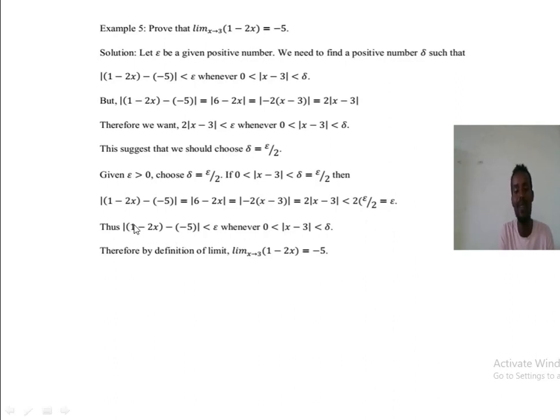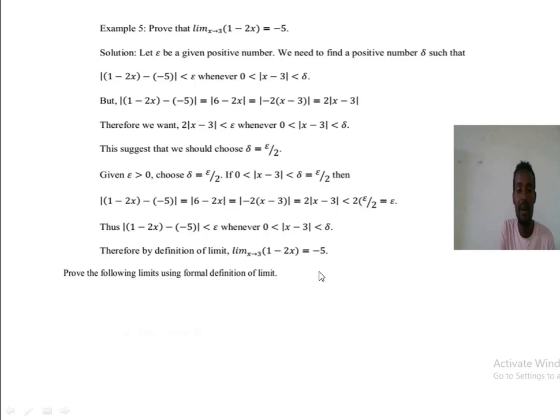So the absolute value of 1 minus 2x minus 5 is less than epsilon whenever 0 is less than the absolute value of x minus 3, which is less than delta. Therefore, by the epsilon-delta definition of a limit, the limit of 1 minus 2x as x goes to 3 is minus 5.